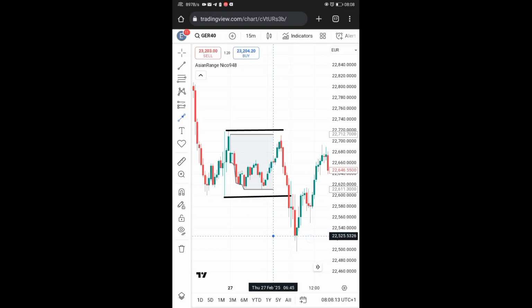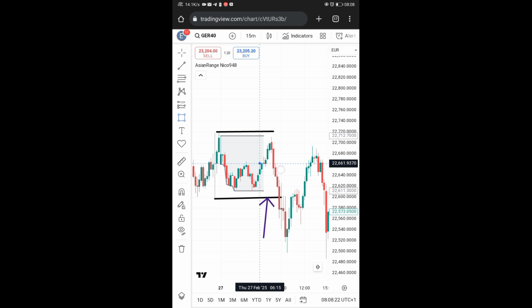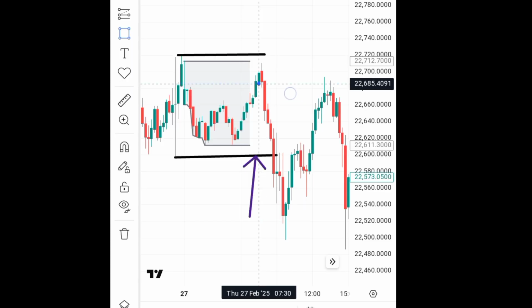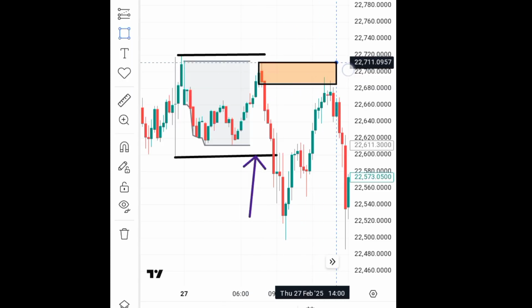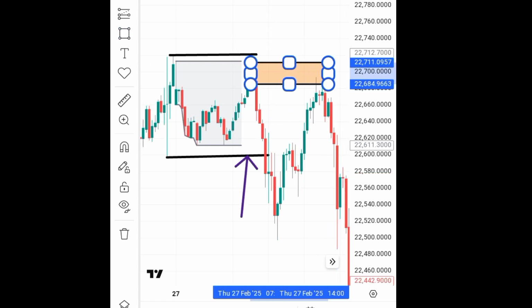once this market closes below this box, I'm going to be marking that zone that led to that break of structure in this box, which is the last OB. This last candle is what I'm going to be marking.